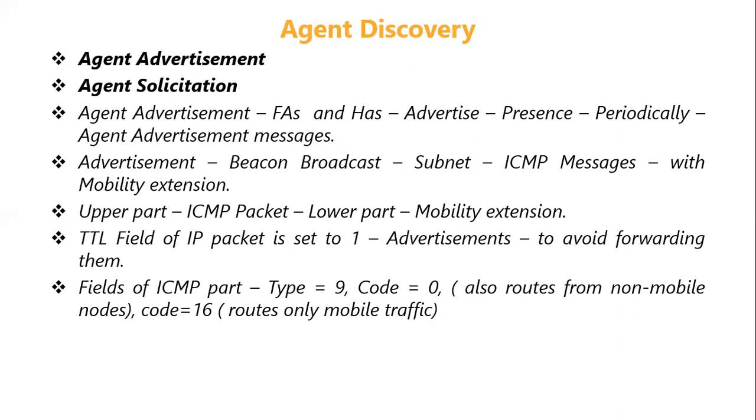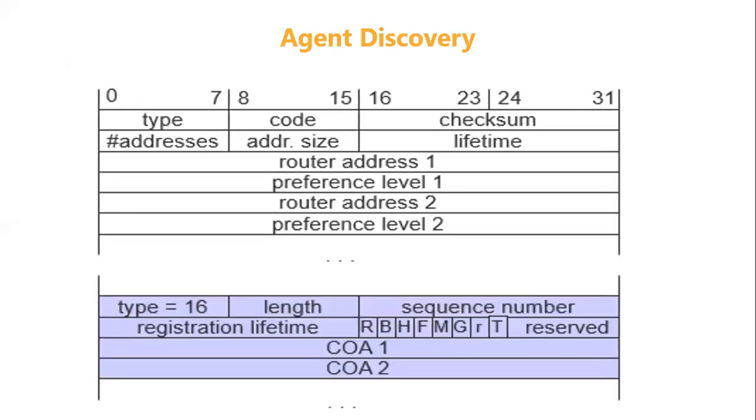Foreign agents are at least required to forward packets from the mobile node. So this is the agent discovery message structure. Here we can see the top part is basically an ICMP message, and in the bottom part the mobility extension feature is added.